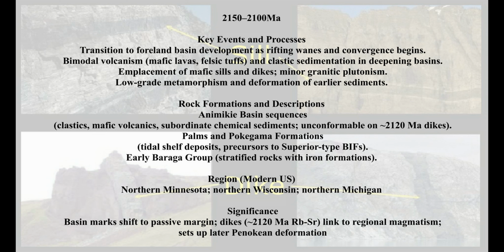Rock formations and descriptions. Animikie basin sequences, clastics, mafic volcanics, subordinate chemical sediments. Unconformable on 2120 Ma dikes. Palms and Pokegama formations, tidal shelf deposits, precursors to Superior-type BIFs. Early Baraga group, stratified rocks with iron formations. Region, modern U.S.: northern Minnesota, northern Wisconsin, northern Michigan.